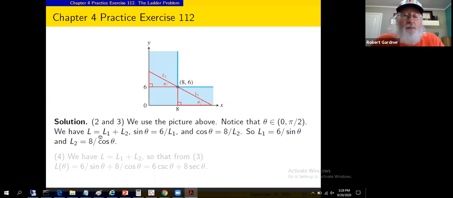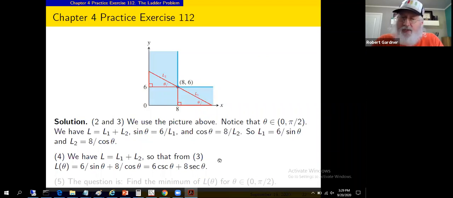We're interested in L1 plus L2. We're interested in the length of the ladder. So let's solve this for L1 and solve this for L2 in terms of theta. And then we'll have the length of the ladder in terms of theta. Cross multiply, we get L1 equals 6 divided by sine theta from this little formula. From this little formula, cross multiply, you get L2 equals 8 divided by cosine theta. So when we wish to express the quantity of interest, the length of the ladder, as a function of theta, we get L of theta is L1, 6 over sine theta, plus L2, 8 over cosine theta.